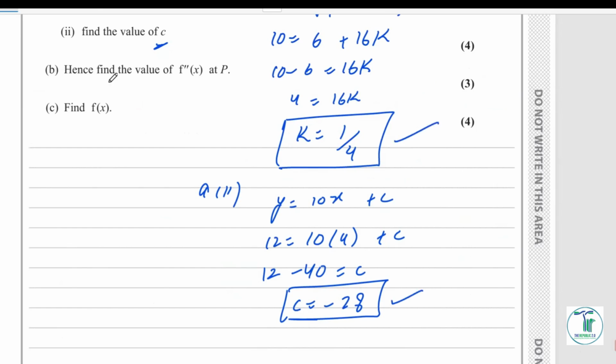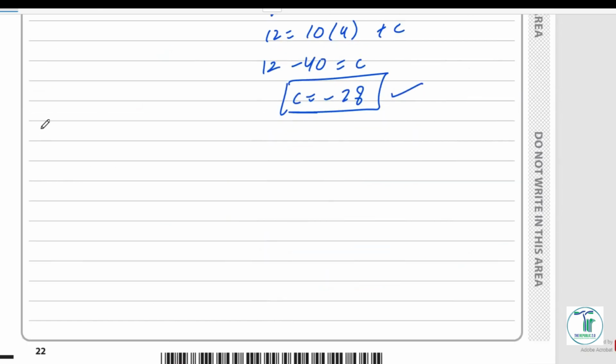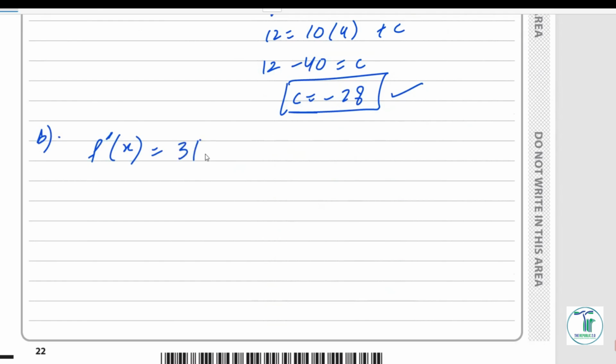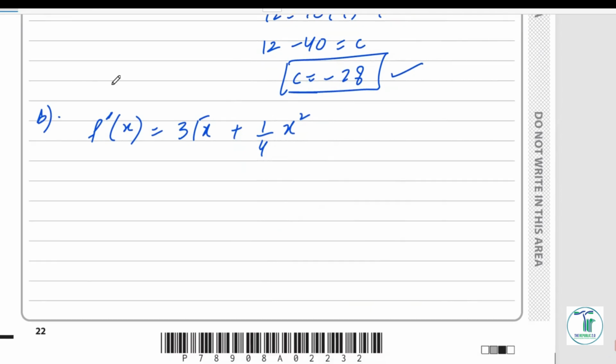Now in the P part, we need to find f double dash x at P, and we need to find out the second derivative. So if you remember, we've already got the derivative, and that was f dash x is equal to 3 root of x plus kx square. K was 1 by 4, x square. We need to differentiate it again because he's asking us for the second derivative.